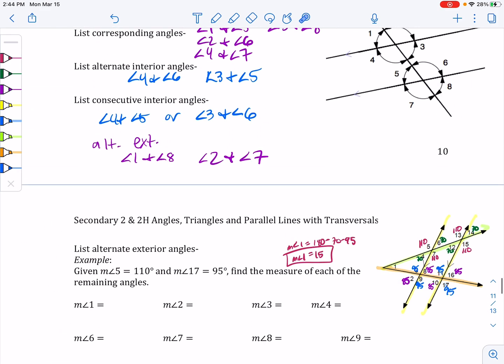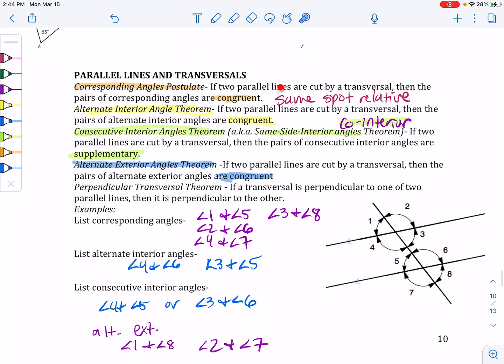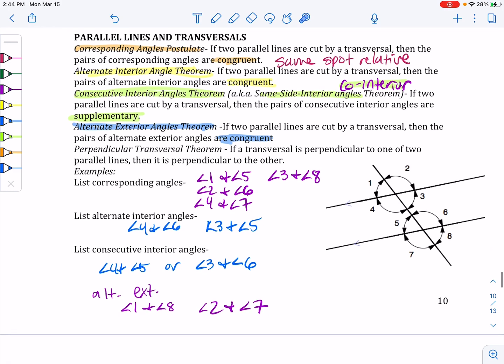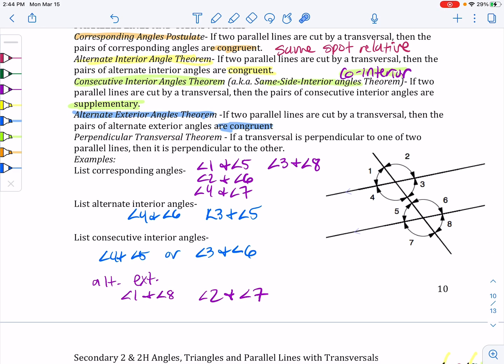So the other day we were looking and we said, if we've got parallel lines cut by a transversal, then we know they're congruent or supplementary. Oh, I totally missed doing that one. I forgot. I guess we'll look at it right now real quick.